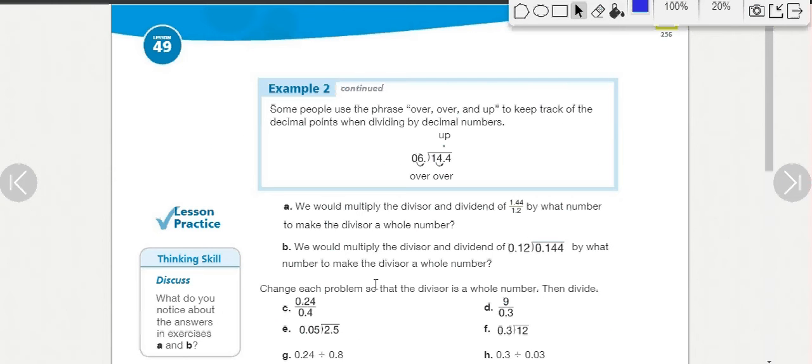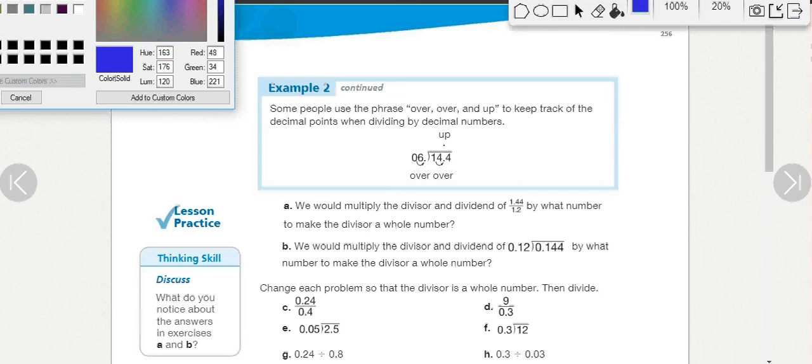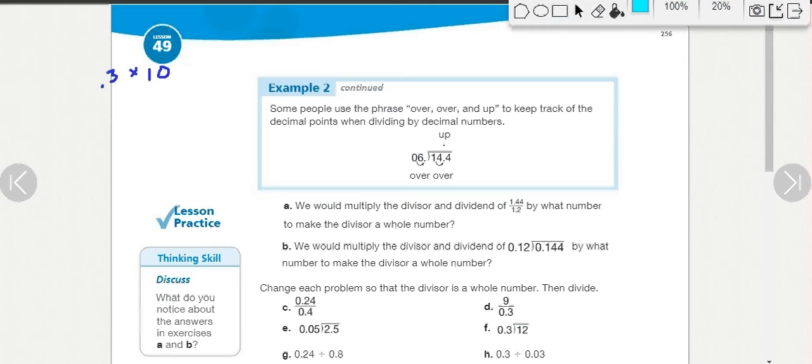Now, here's the over, over, up that I promised. When you're multiplying by 10 or 100 or even 1,000, let's say if I have 0.3 and I multiply by 10, all I'm really doing is moving the decimal however many zeros there are in that factor. There's 1 zero here, so I move the decimal 1 time to the right because I'm getting bigger. So the answer is 3. It's kind of your shortcut.